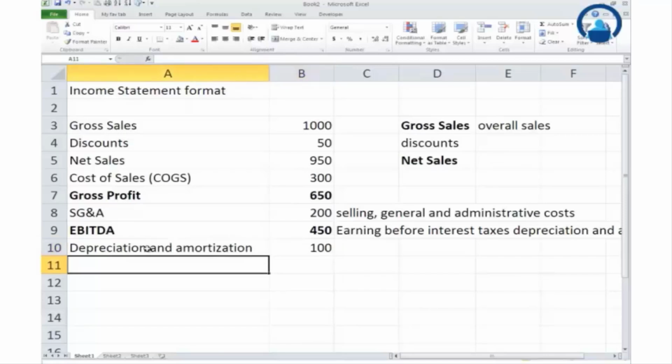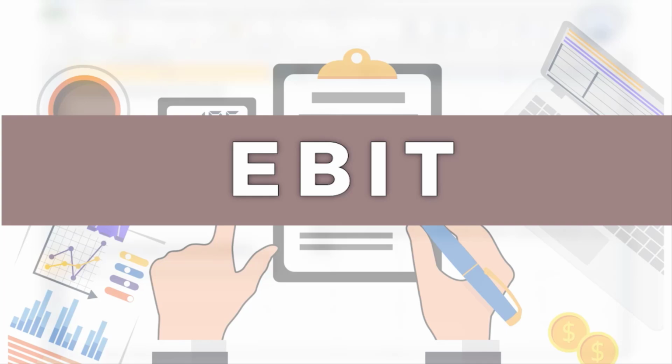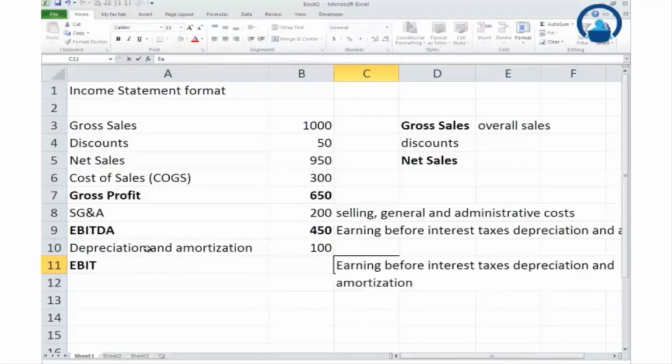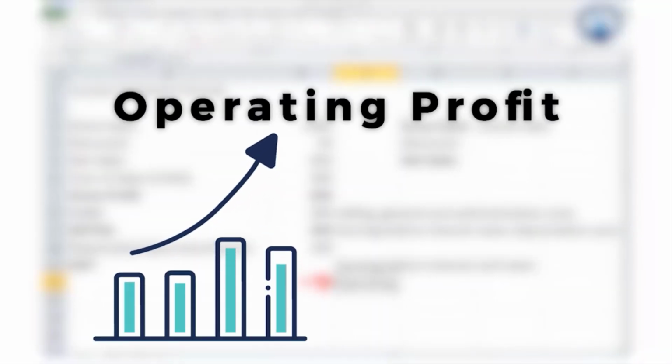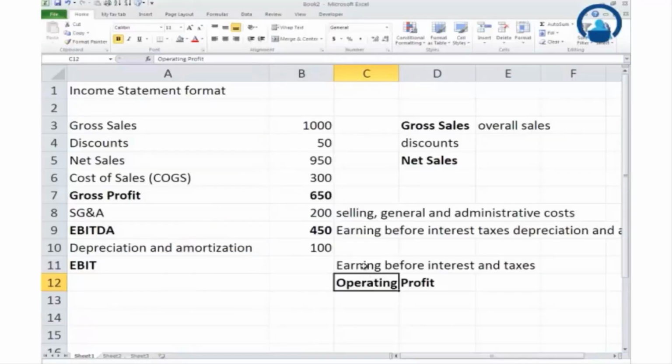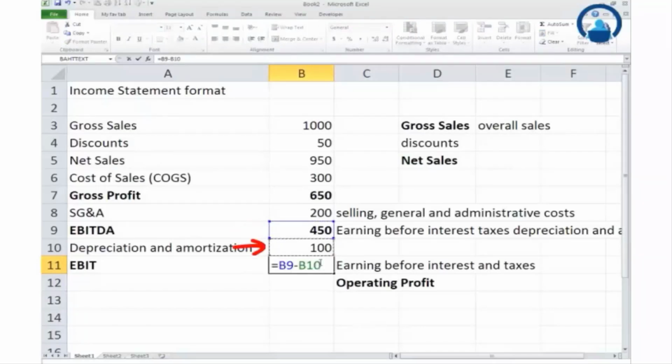The next item that comes after depreciation and amortization from the EBITDA is the EBIT, which is earnings before interest and taxes. We also call this operating profit. The operating profit, or EBIT, represents the income from the company's normal business. It is used to compare the profitability of companies or divisions within a company. So it's a very important indicator, and it is defined as EBITDA minus depreciation and amortization. So here it is 350 in our case.